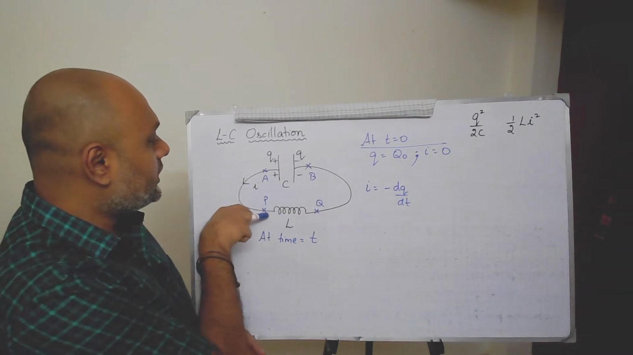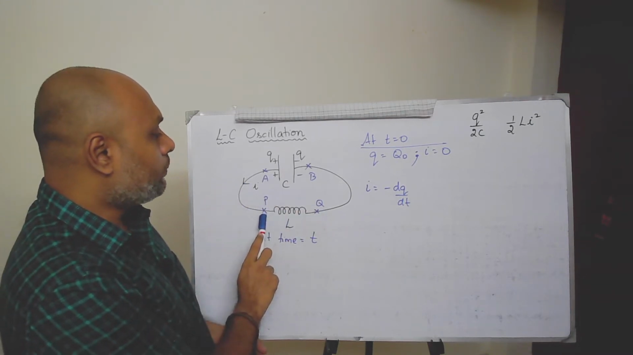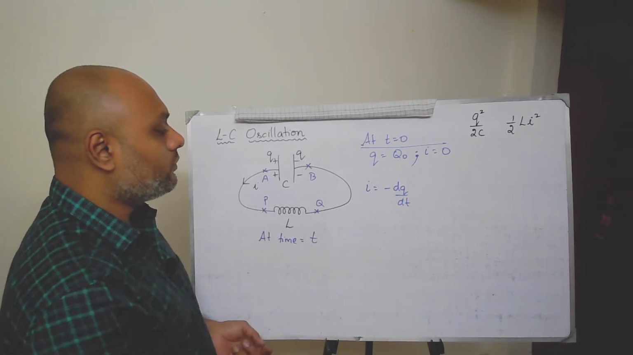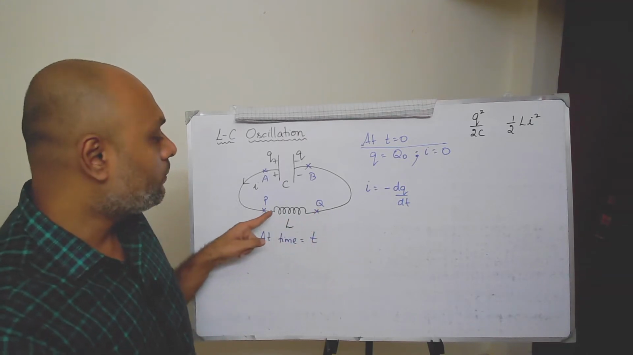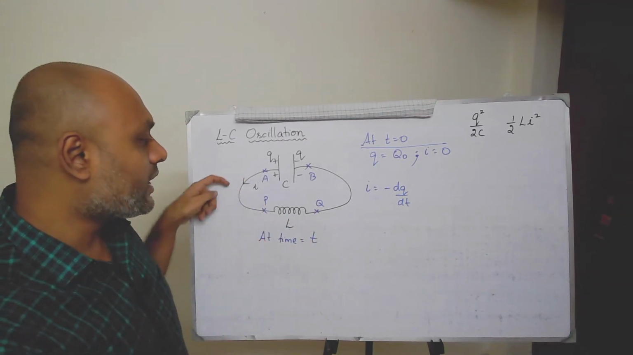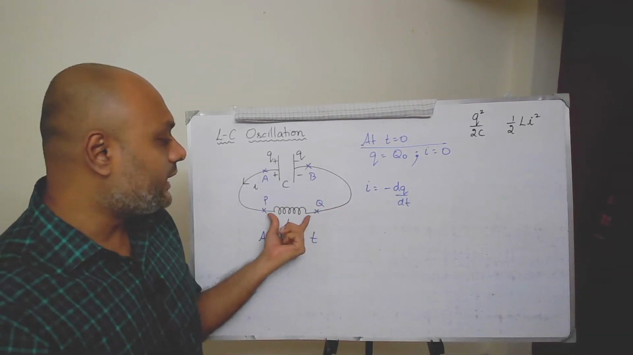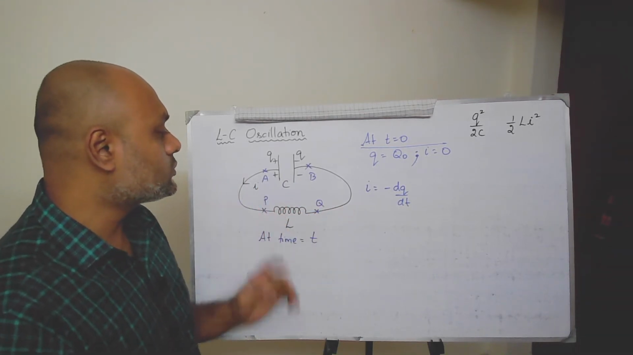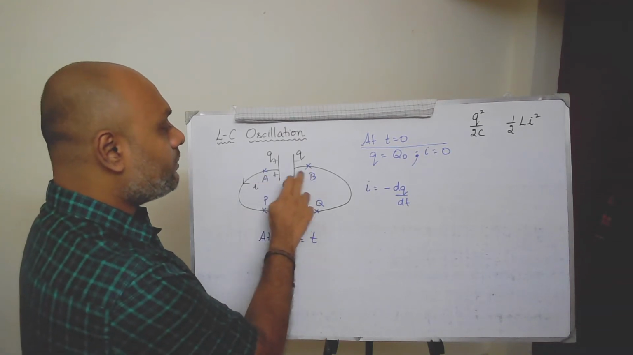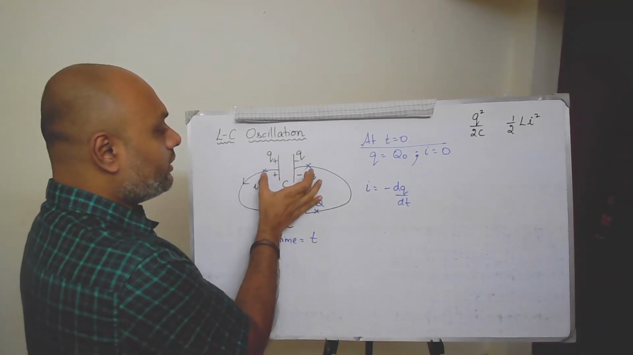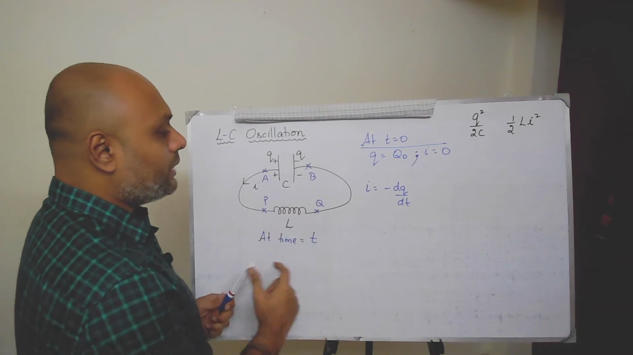Note that current is entering at P and leaving at Q. So the potential difference of the points P and Q will be equal to L di by dt: the potential of the point where the current enters minus the potential of the point where the current leaves in an inductor. That difference in potential is going to be L di by dt, and VA minus VB will be Q by C, and VA minus VB should be the same as VP minus VQ.